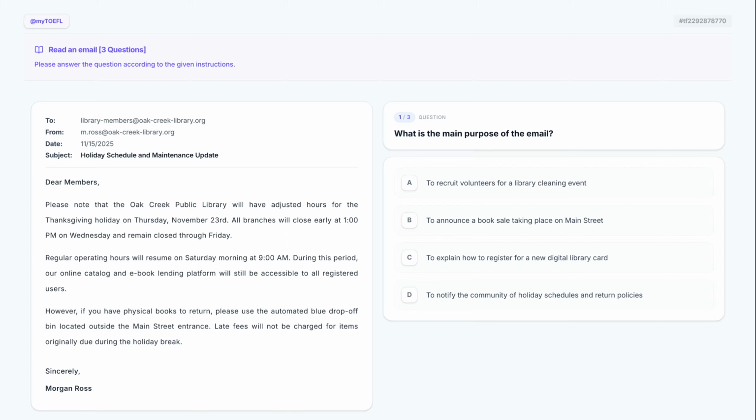Welcome. Today we are diving into the read and email task. This part of the TOEFL exam tests your ability to grab key info from everyday messages, such as schedules and policies. We will look at 3 questions together, focusing on how to spot specific details quickly and accurately.